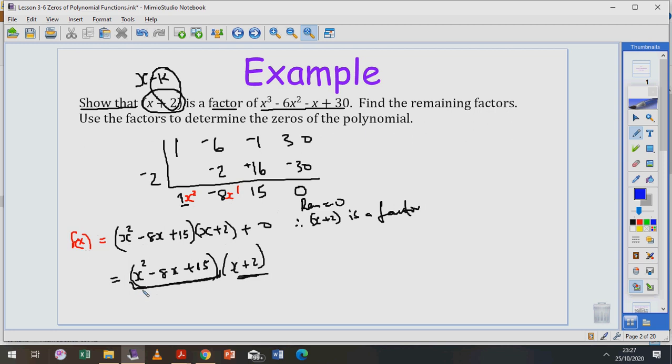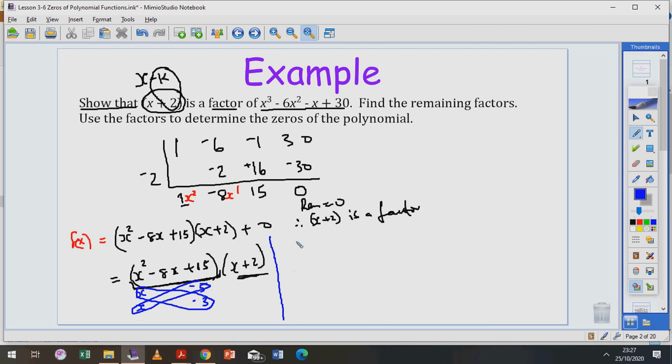The factors of x squared are x and x. The factors of 15 that I can use are 5 and 3. I need to manipulate these factors such that their sum is negative 8 and their product is 15. In order for that to happen, they both have to be negative. Here I am simply factorizing a quadratic, which you can do according to any method that you know.